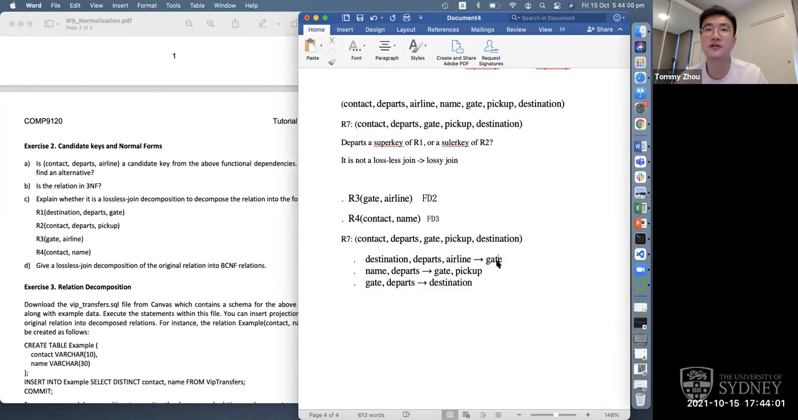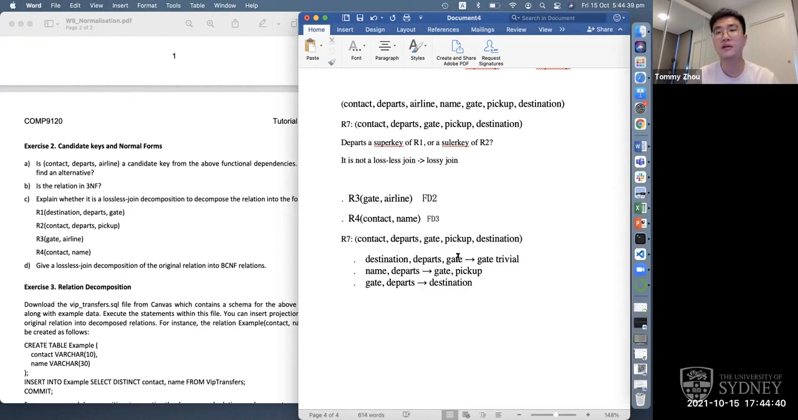I guess it's the easiest one to verify. Why? Because we don't have airline there. Destination departs airline. However, you would argue that by using R3, airline can be determined by gate. So what if we change this airline to gate? This is going to be a valid FD as well, but that'll be a trivial one.